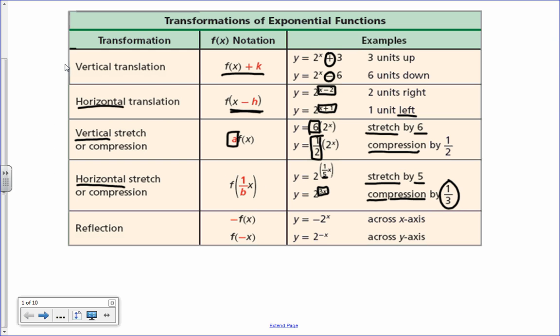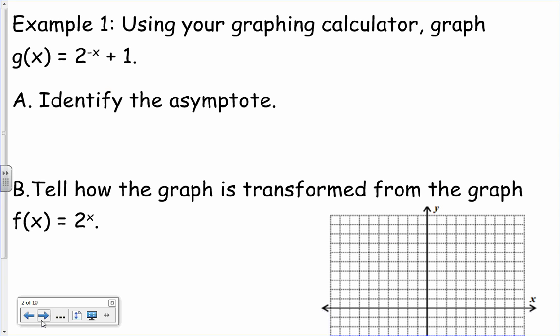Last thing we have is a reflection. These negatives cause your reflection. If the negative is in the front, it's across the x-axis. If the negative is in the exponent, it's across the y-axis. So keep all those things in mind as we go through these notes real quick.